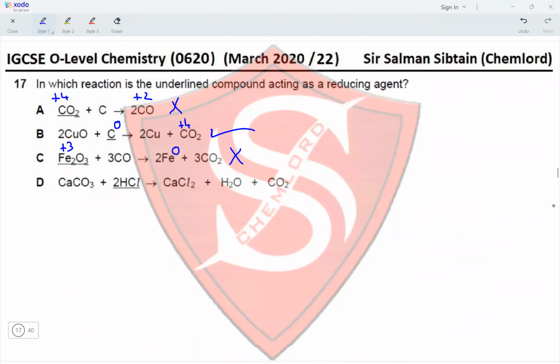In the next reaction, we've got HCl, in which hydrogen has an oxidation state of +1 and chlorine has an oxidation state of -1. On the product side, chlorine retains its oxidation state of -1 and hydrogen retains its oxidation state of +1, making this reaction not a redox reaction, but in fact a neutralization reaction, because calcium carbonate is reacting with HCl. So this reaction is incorrect as well. Therefore, the correct option for this question is option B.